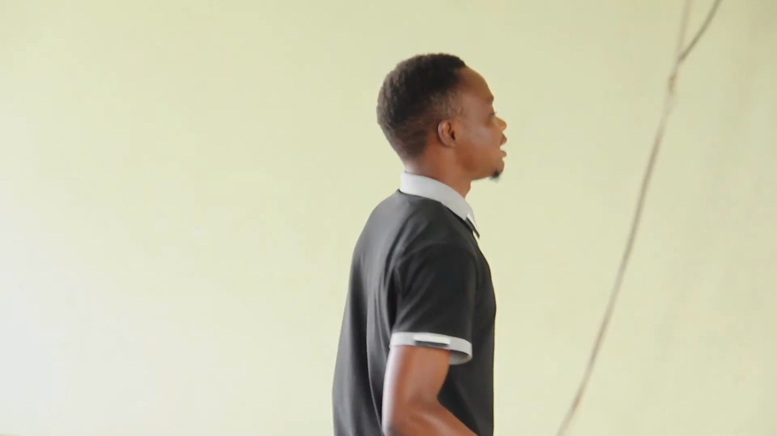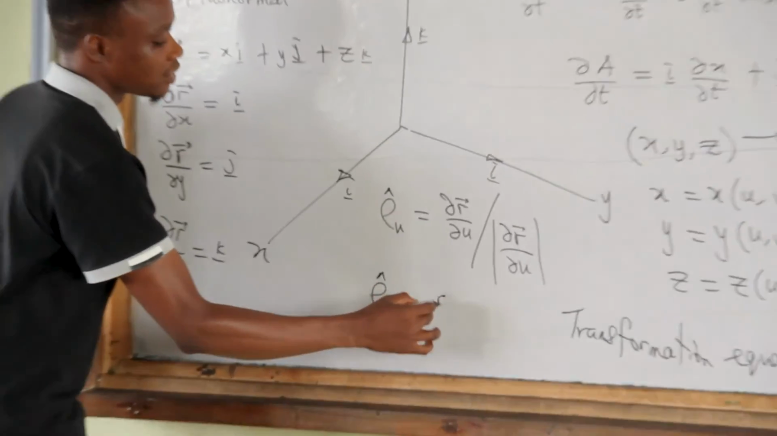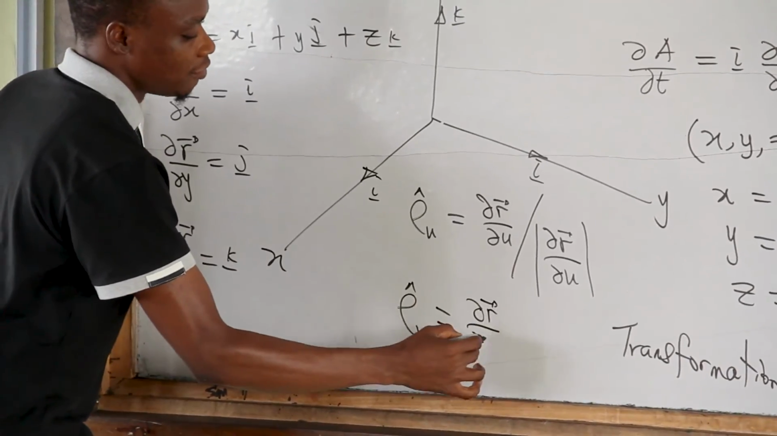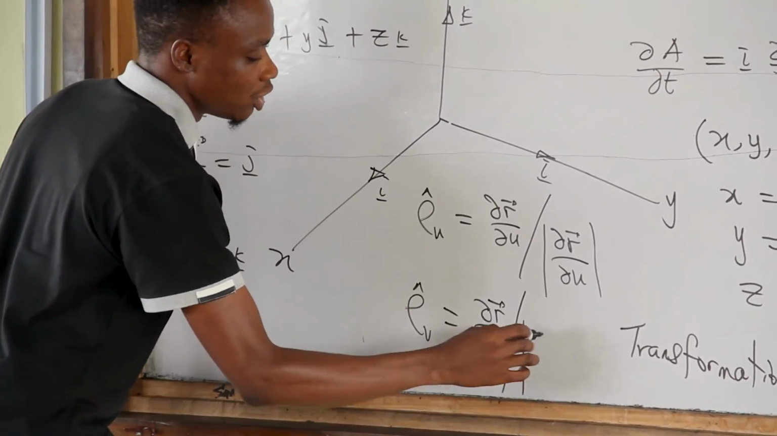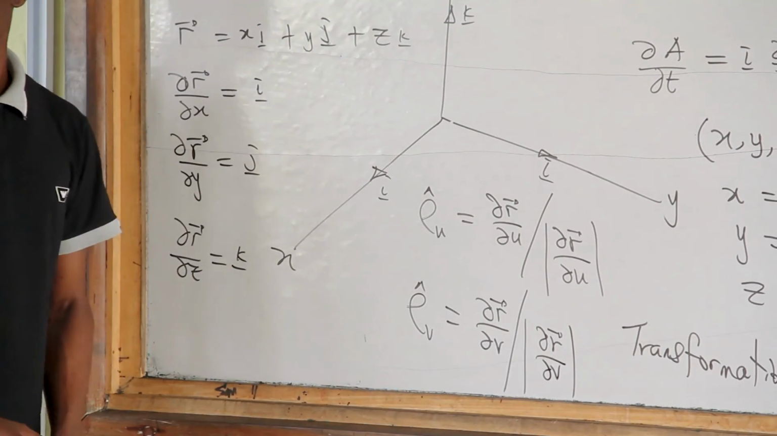So that means generally, if I desire the unit vector in the direction of v also, I will simply do del r del v divided by the modulus of del r del v. Is it clear? Does this make sense?